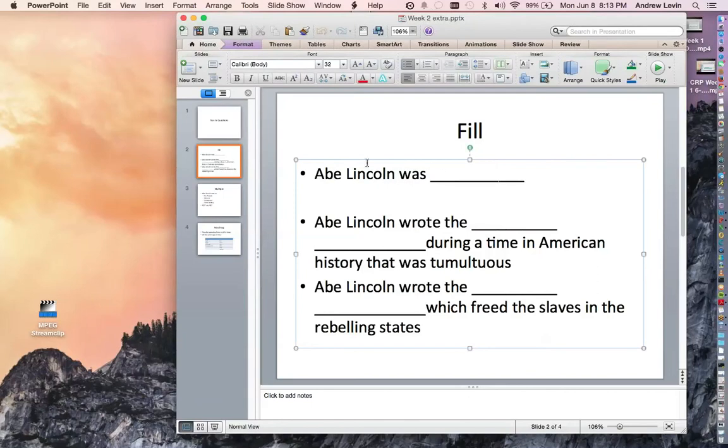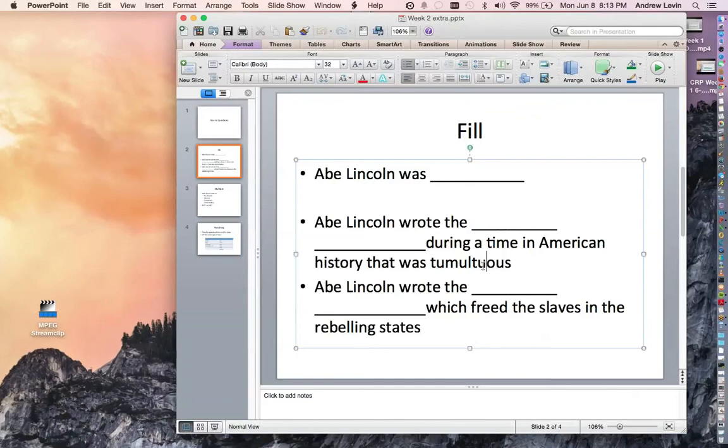Oh, one other thing. I almost forgot this. The blank should always go at the end. Always. Don't do this where the blank's in the middle, because what happens is people read this and go, Abe Lincoln wrote the blank blank during a time blah blah, and it gets them all confused. The blank should always go at the end of a fill-in, not in the middle. But I did these two to demonstrate something here. So ignore the fact the blank is not at the end.